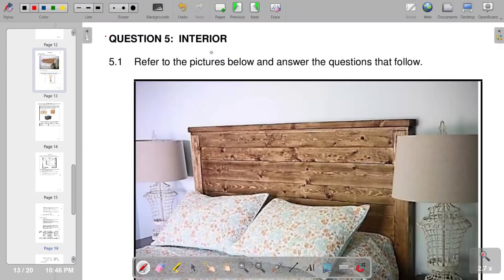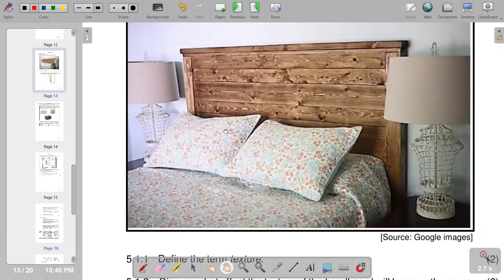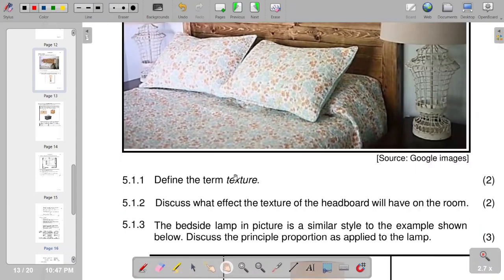Question 5 is on interior. So question 5 reads, refer to the pictures below and answer the questions that follow. So you're given a picture that we have. Beneath the picture, the first question reads, define the term texture. Texture basically is the feel, appearance, or consistency of a surface or a substance. So we are saying the character or appearance of a textile, a fabric is determined by the arrangement and thickness of its threads. So basically, texture is the feel or appearance or consistency of the surface or substance.